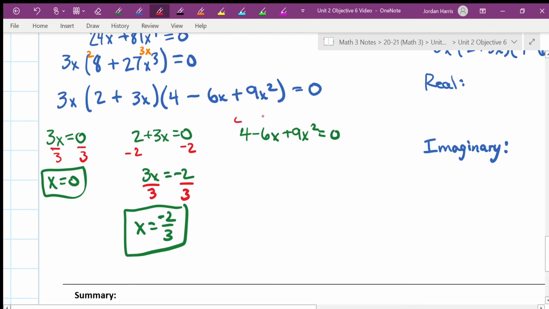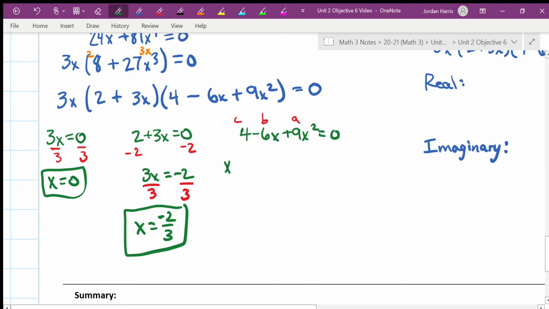So C is positive 4, B is negative 6, A is 9. Don't forget, A is in front of x squared, B is always in front of x, C is always without a variable. It doesn't matter the order, it matters which one relates with the x squared, x, and no variable. So C is positive 4, B is negative 6, A is positive 9. Because the order is messed up, but I just know the one in front of x squared is A, one in front of x is B, the one by itself is C.